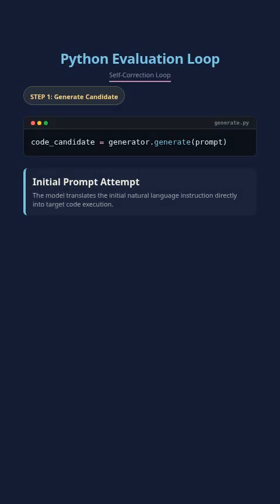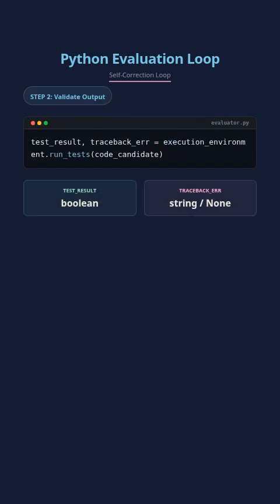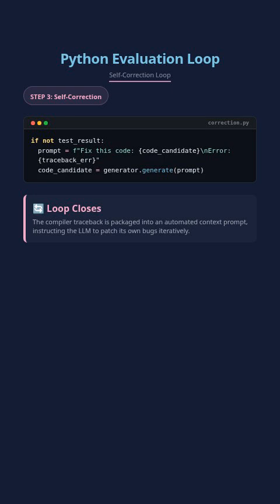Let us look at a simple execution loop in Python. We initialize a system where a generator attempts to write code to pass a specific unit test. If the test fails, we don't give up. We capture the traceback and feed it back to the model.